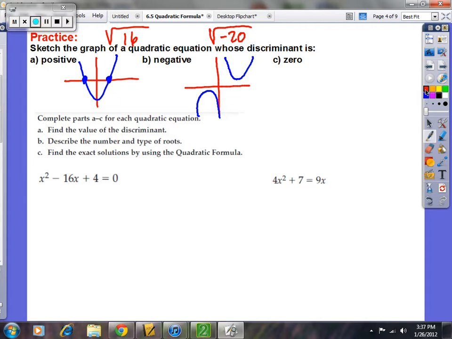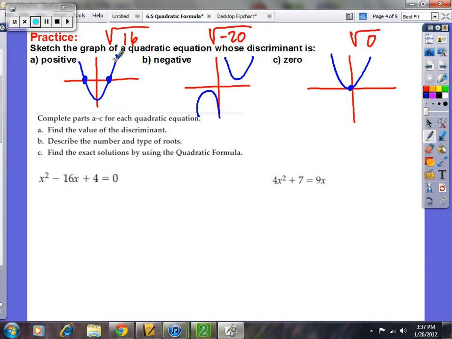What if your discriminant is 0? So under the square root, you just ended up with 0 after everything's simplified. Okay, it's going to look like this. You're going to have a parabola that just touches the x-axis right at its vertex. So it doesn't go below like in A and come back up and touch it in a different spot. It just hits it once on the vertex.